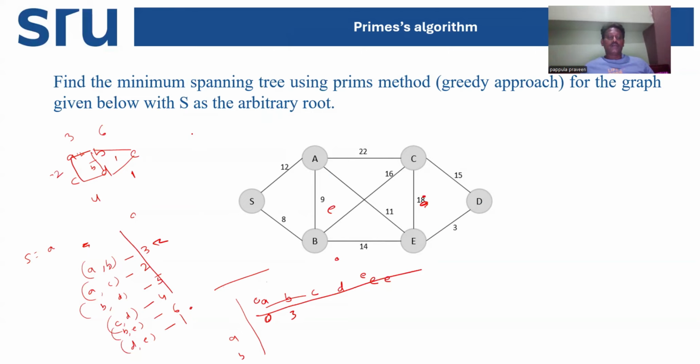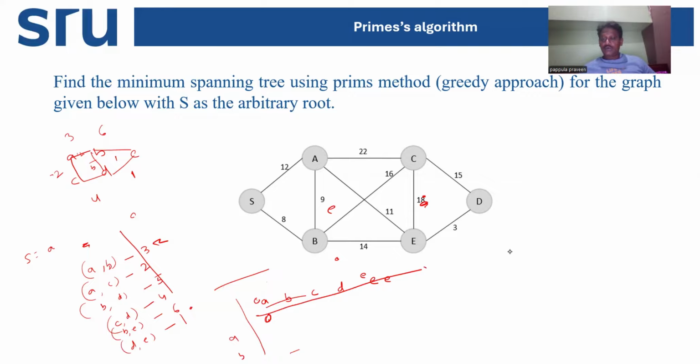A to B 3, A to C 2, B to D 5, C to D 4, B to E 6, and D to E. Okay, here this is the adjacency matrix. We create the adjacency matrix. So now first we visit A.